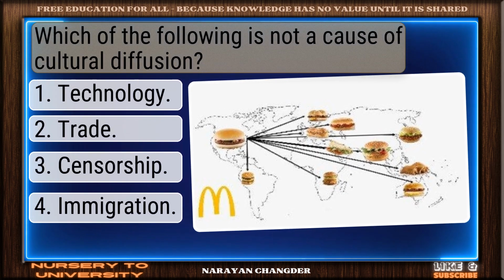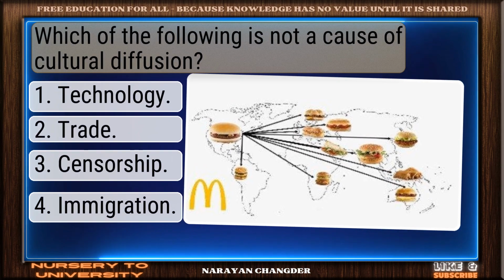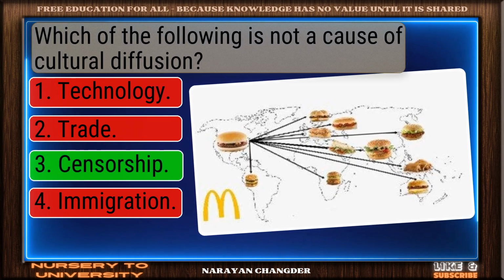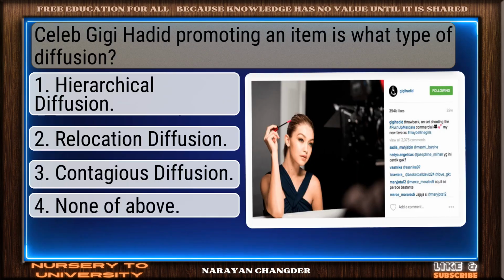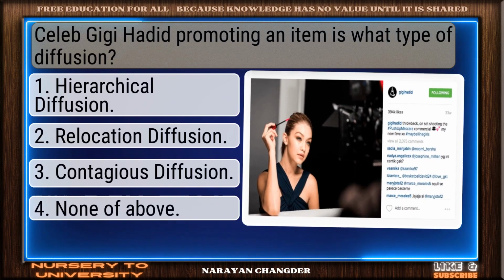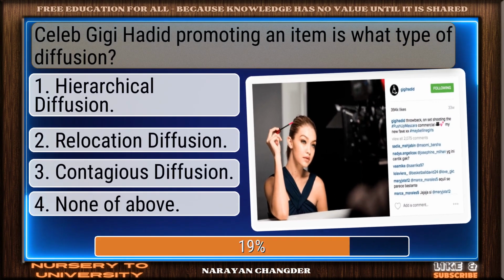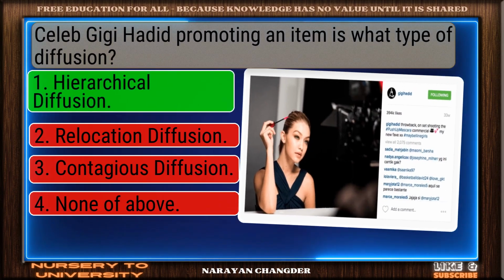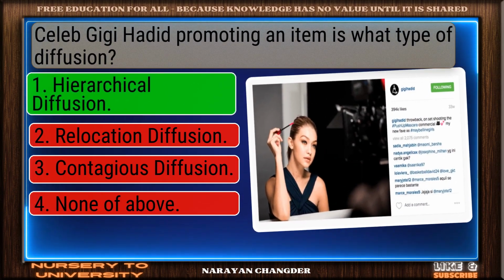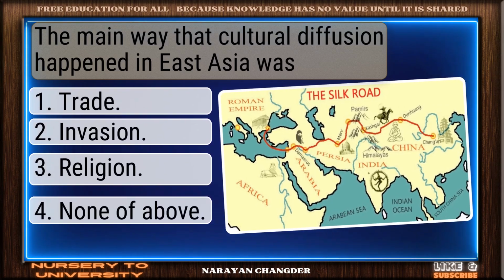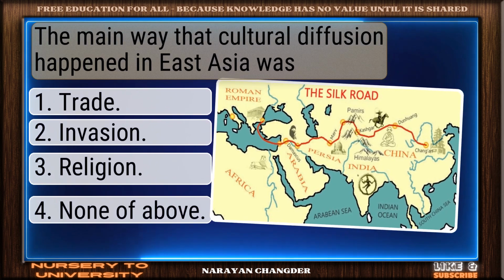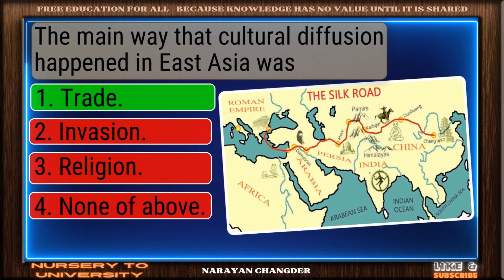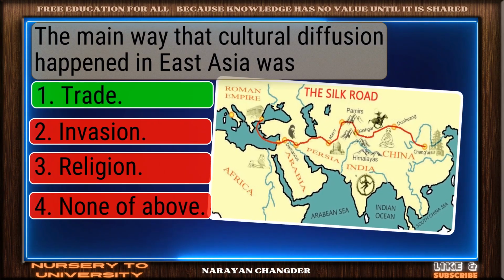Which of the following is not a cause of cultural diffusion? Valid point. Censorship is true. Celebrity promoting an item is what type of diffusion? Right again. Hierarchical diffusion is a valid answer. The main way that cultural diffusion happened in East Asia was. Well picked. Trade is the correct answer.